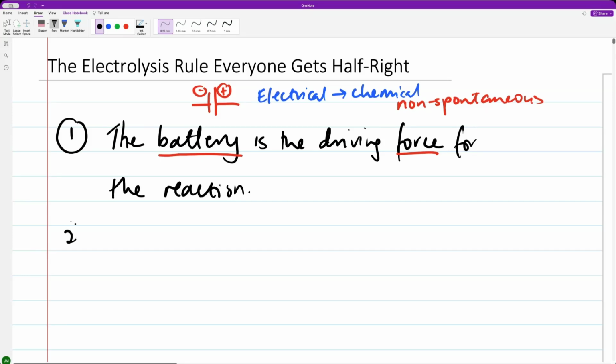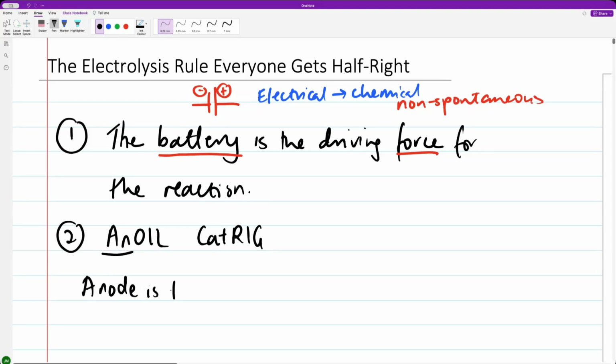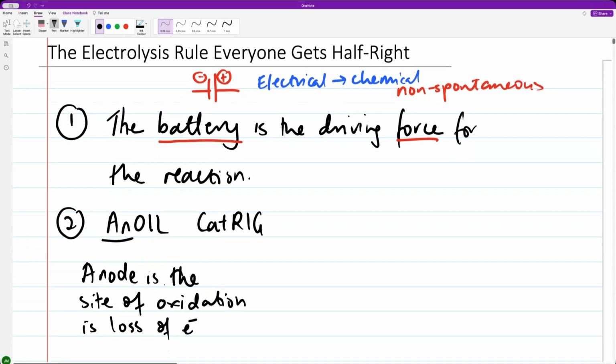Now, rule number two is an oil cat rig. And what does this stand for? Well, an stands for anode, which is the site of oxidation, and oxidation is loss of electrons. Just keep in mind as well, anode is the site of oxidation. It does not necessarily mean that the anode is the thing that is undergoing oxidation.